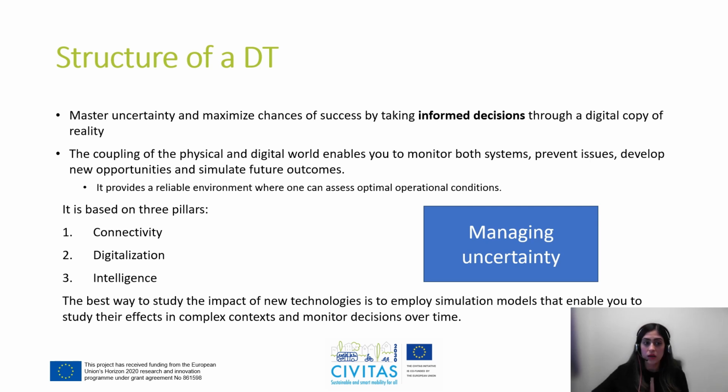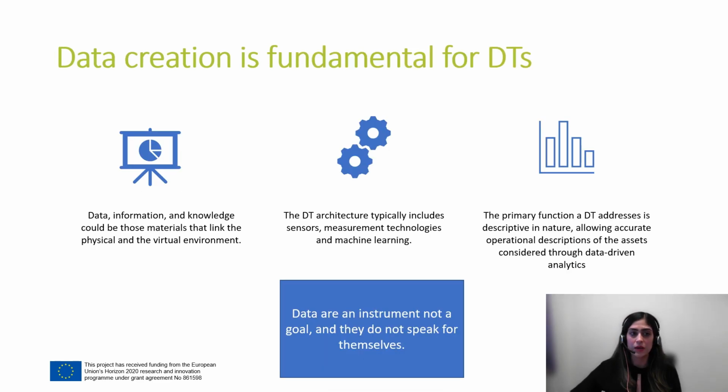The best way to study the impact of new technologies is to employ simulation models that enable you to study their effects in complex contexts and monitor decisions over time. So a digital twin can help you manage uncertainty in our world. In order to manage uncertainty, data creation is fundamental for the digital twin. Data, information, and knowledge are materials that link the physical and the virtual environment. The transformation from data to information is one of the most important activities in every culture and society.